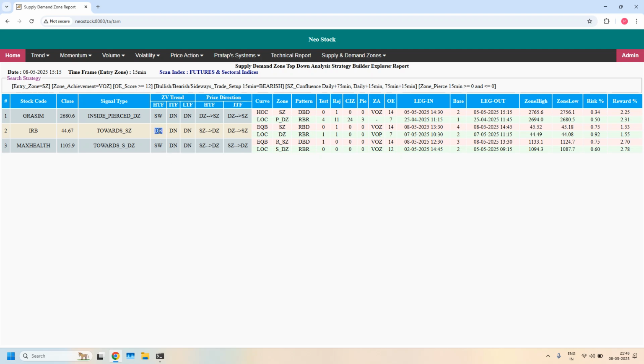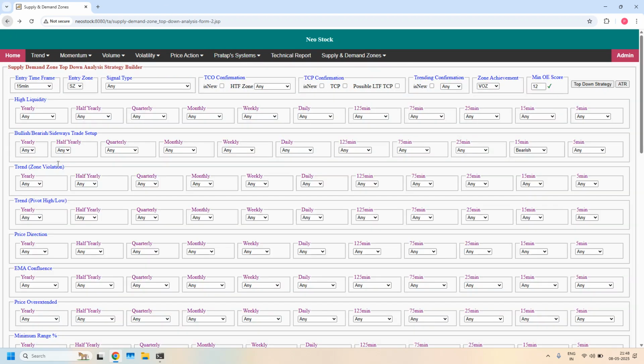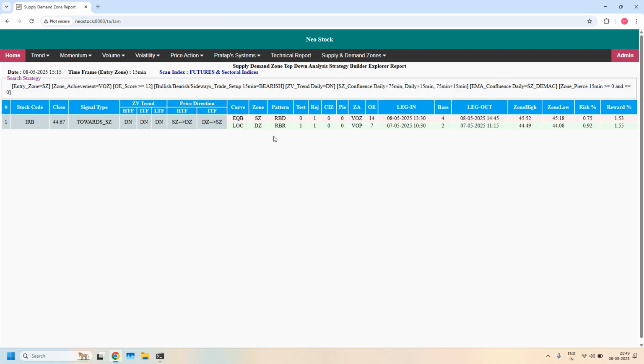If this daily supply zone has daily EMA confluence, in that case the overlapped 15 minute supply zone might be having more high probability to get success. Let's verify that. In the EMA at daily time frame, checking daily supply zone with daily EMA, and also trend on the daily should not be sideways, it should be downtrend because it is a bearish trade setup. So that one stock is filtered. So that way this 15 minute supply zone might be having more high probability to get success. So this is about the bearish trade setup for daily income trade.